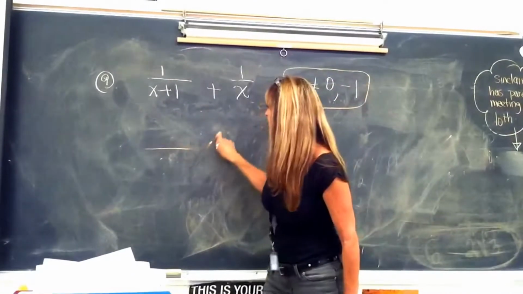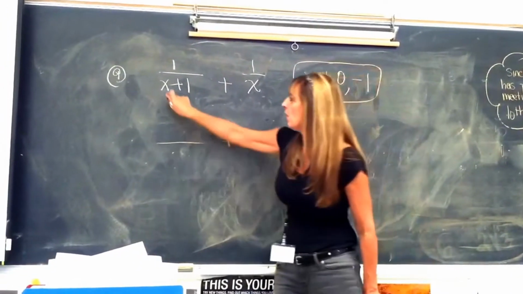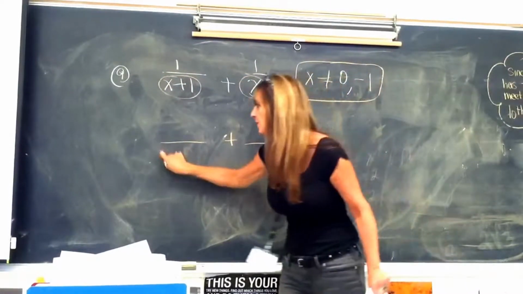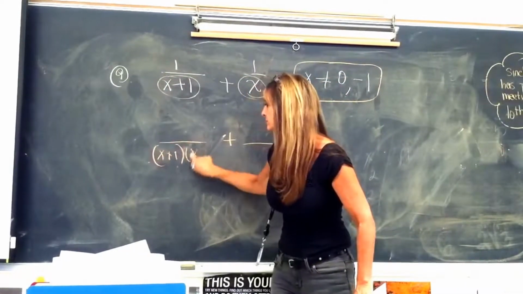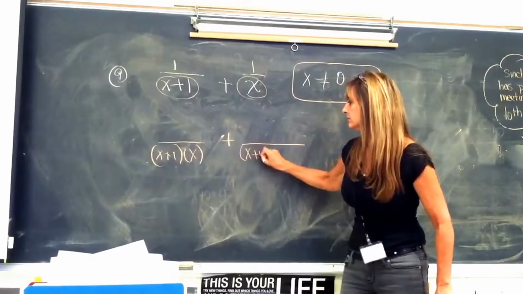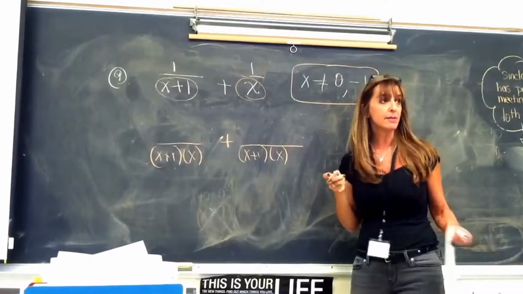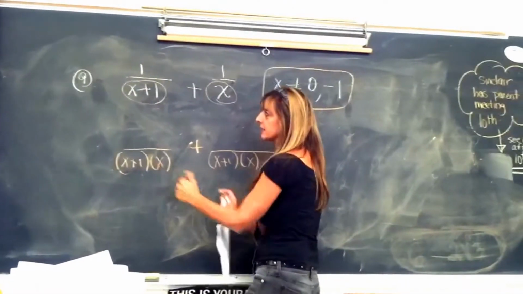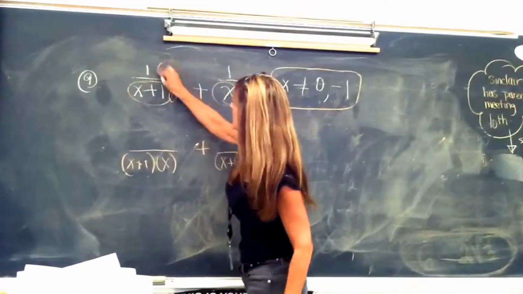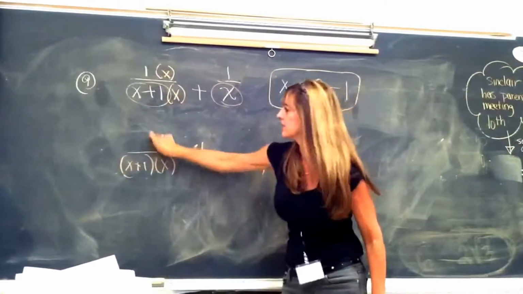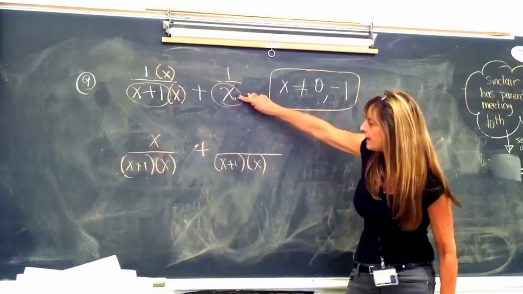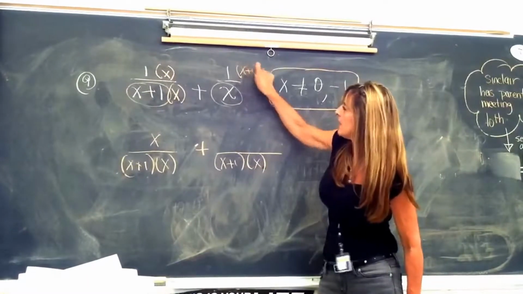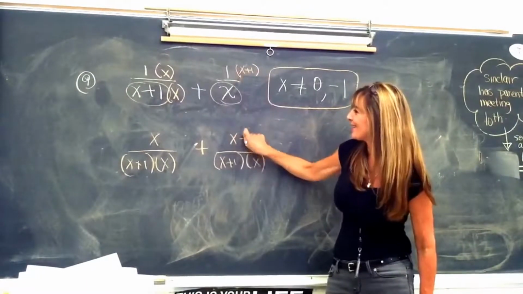So now I'm going to get common denominators. What's the common denominator between x plus 1 and x? Right? Common denominator? So what do I multiply x plus 1 by to get x plus 1 times x? I'm going to multiply by x. And I'm going to multiply the top by x. What am I going to multiply x by to make x times x plus 1? X plus 1. Which will leave me x plus 1.